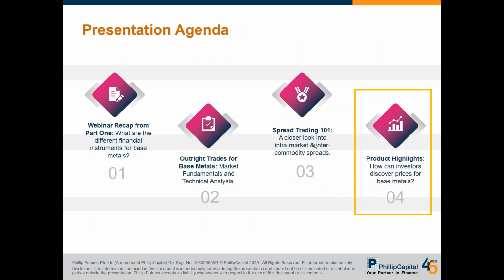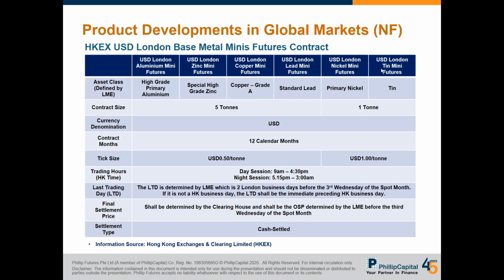Okay, so the last thing I'll just sum up within 5 minutes so we can have the Q&A. So how can investors discover prices for base metals in the current marketplace? As I said, one of the examples for exchange traded derivative futures is the Hong Kong Exchange USD London base metal minis. You have aluminum, zinc, copper, lead, nickel, tin, the full suite. The asset class is determined by LME. It's the same, contract size 5 tons for copper, zinc, aluminum, lead, and 1 ton for nickel and tin.